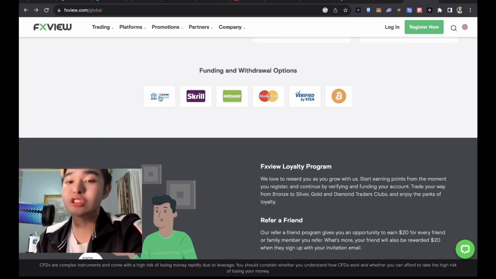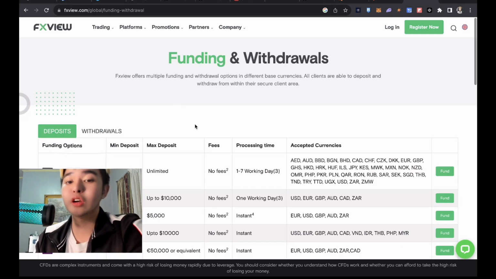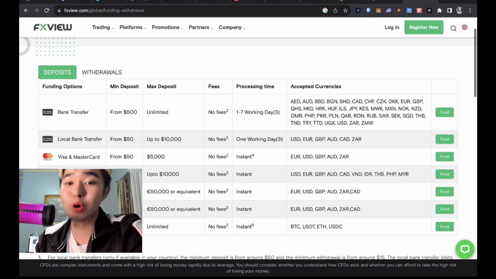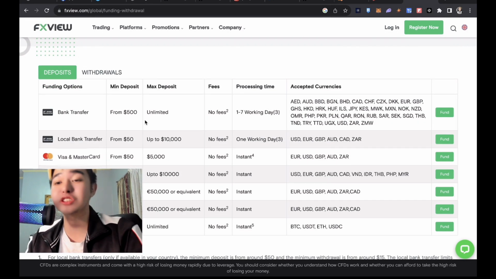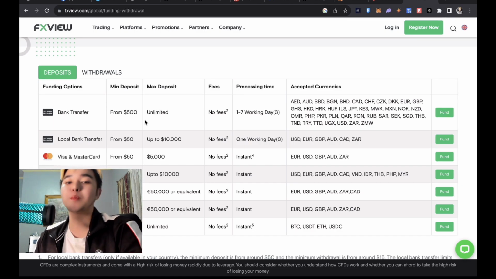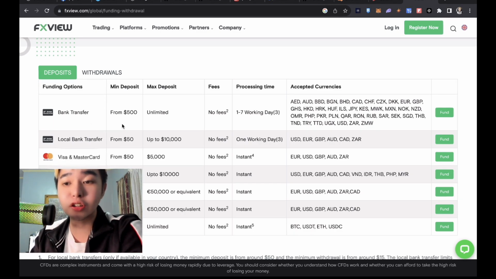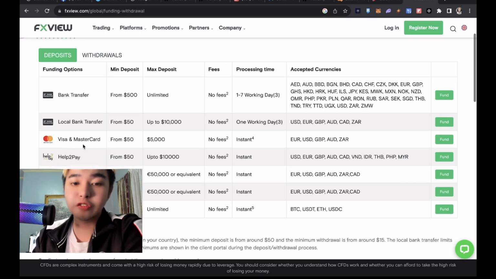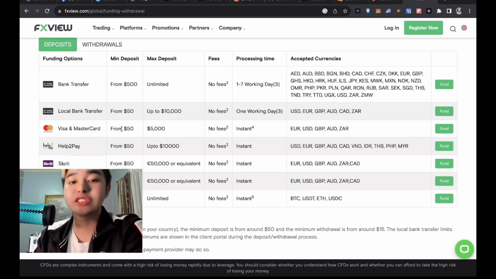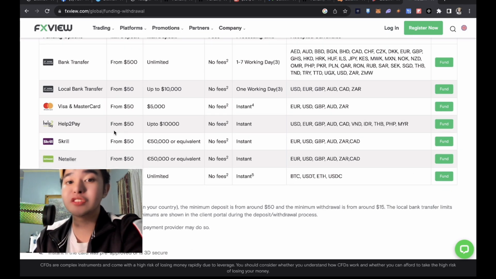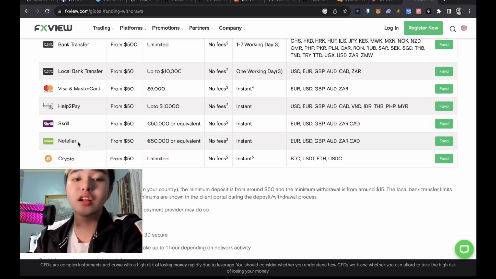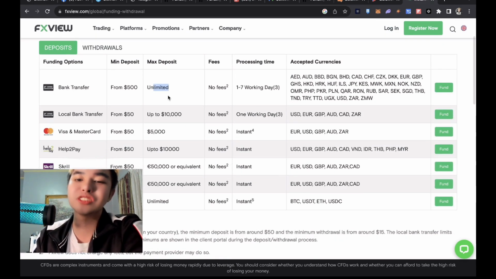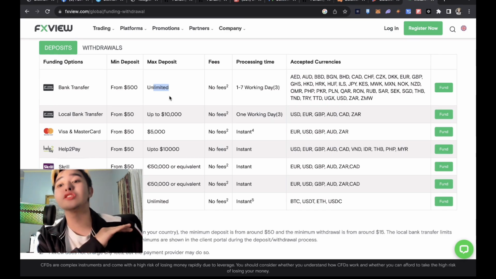And guys, you can see there's the funding and withdrawal options. You can use bank transfer, Visa, crypto. Guys, this is so good. So the minimum deposits, as you can see, we'll discuss right now: for bank transfer is $500, and for local bank transfer is $50. For Visa and MasterCard it is $50. Help2Pay is $50. Skrill is $50, Neteller $50, and crypto is $50. So guys, the maximum deposit is unlimited and there are no fees.